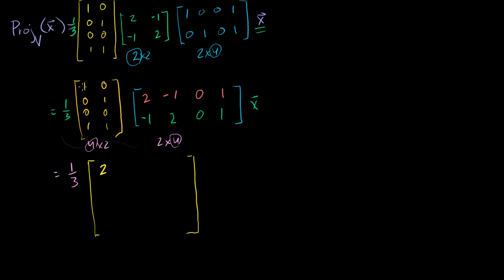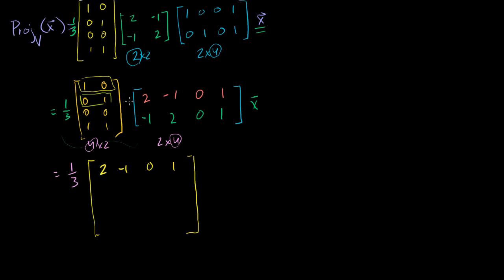The next entry, 1 times this column, this row times any column here is just going to be the first entry in the column, right? Because it gets zeroed out. So 1 times 2 plus 0 times minus 1 is just 2. 1 times minus 1 plus 0 times 2 is just minus 1. 1 times 0 plus 0 times 0 is 0. 1 times 1 plus 0 times 1 is just 1. Right? When you take this row and you multiply it times these columns, you literally just got your first row there.